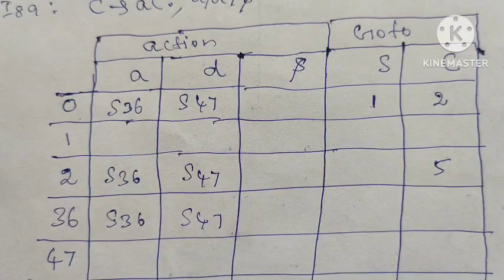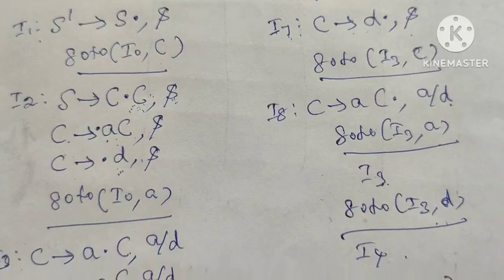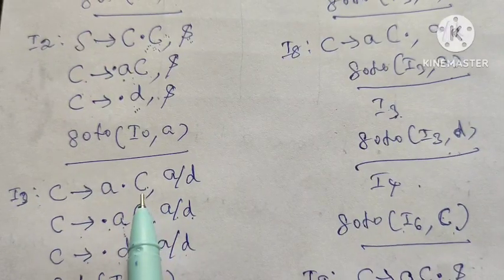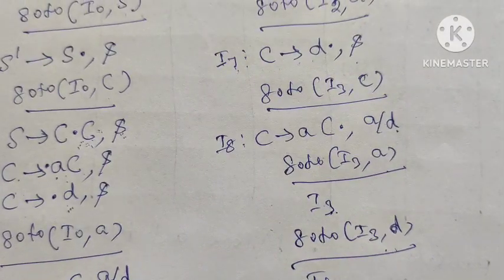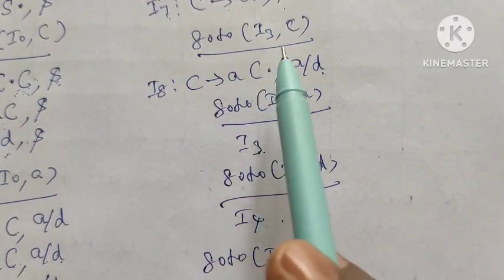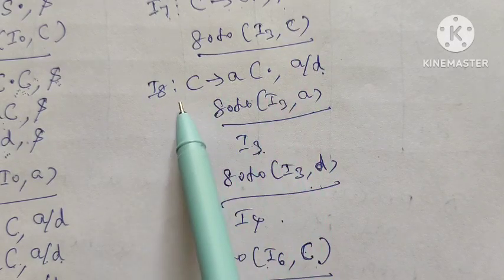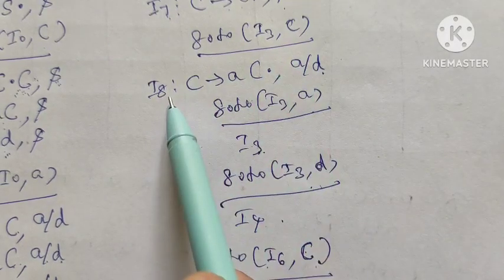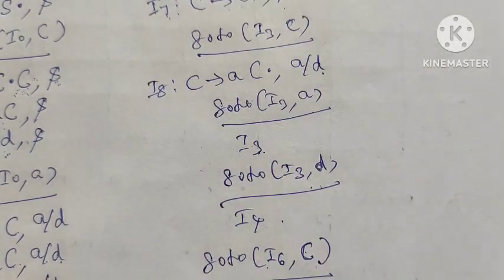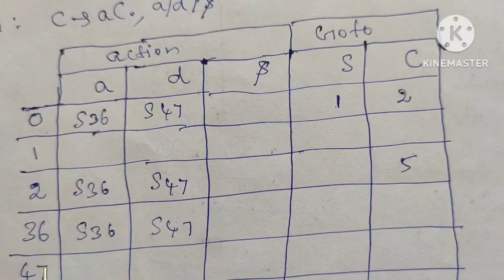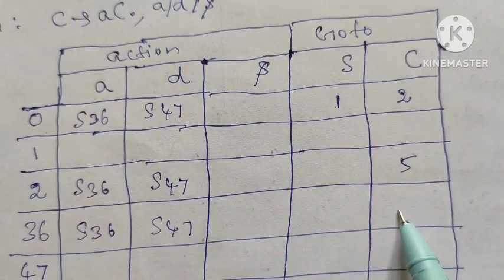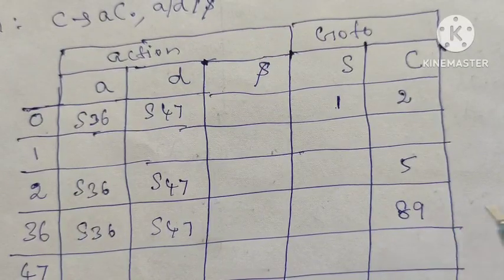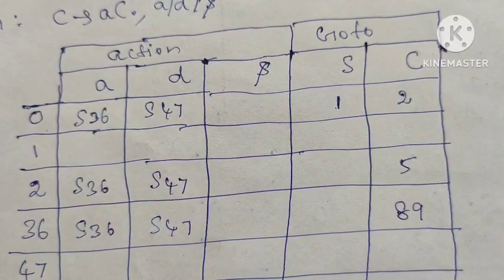Now go to of C for item set 3. In item set 3, you can see that the dot is before C here. So go to of 3 comma C produces me I8. But I8 is actually merged with I9, isn't it? It is merged with I9. And I3 is merged with I6. So I3 comma C produces 8 here, I8, so I write it as 8 9, only the number.